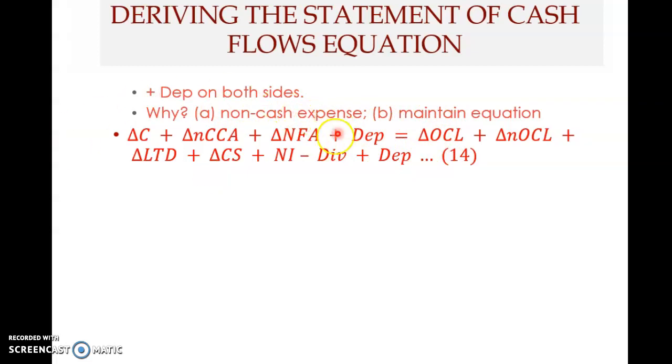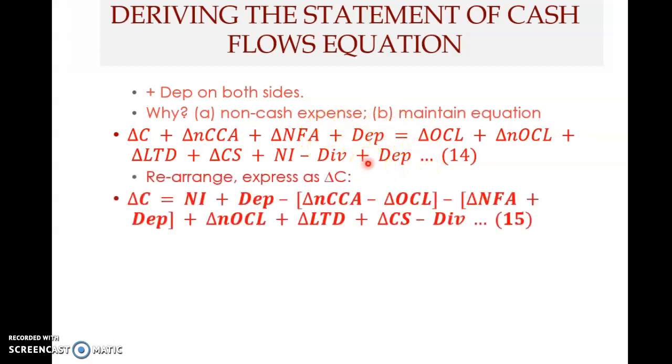So this is the change in cash in one aspect, the assets aspect. This will be the change in cash on the liabilities and equity aspect. This must be the same. This must be true. Alright, so that's what we have done here. We have added depreciation here and we have added depreciation here. Now what we are going to do is rearrange this equation 14. It's exactly the same equation as 14 here. But what we have done is we rearrange. We express all this in terms of change in cash.